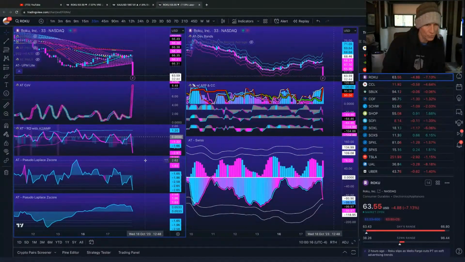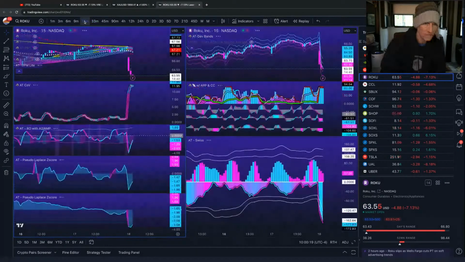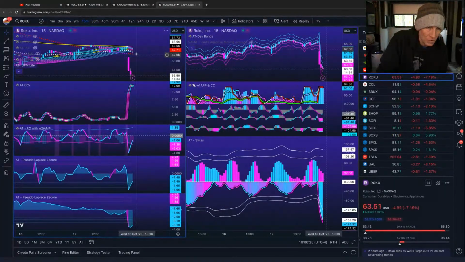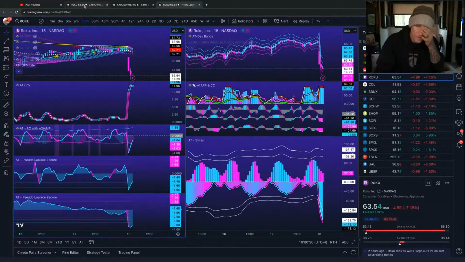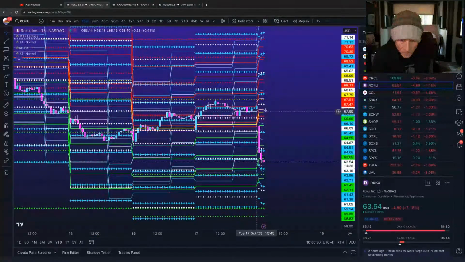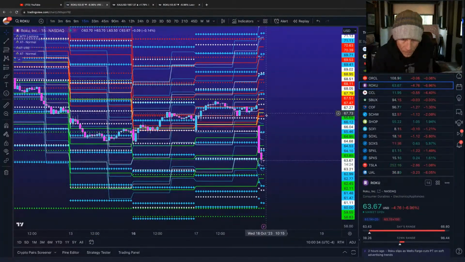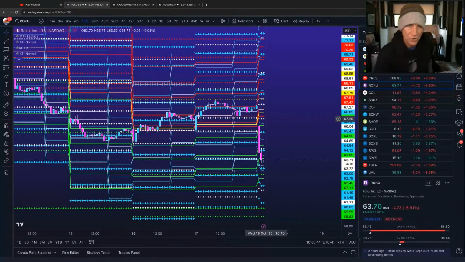Jesus. Let me see this 15 minute. Good Lord. What do we got up here? Where's Fisher and Wave trend? About 67.3. What do you know? Daily range, bottom of the daily? Pretty much. It's actually bottom side of the 68.3, bottom side of the 68.3 Laplace distribution range.